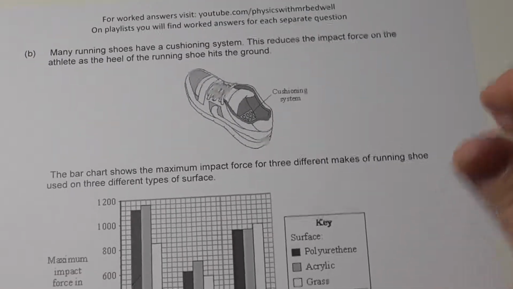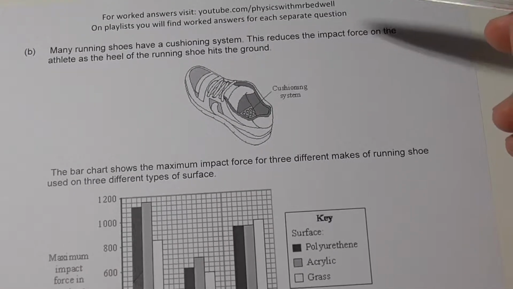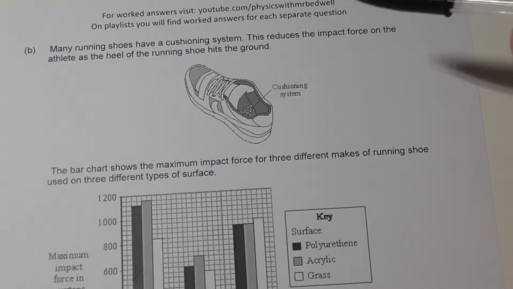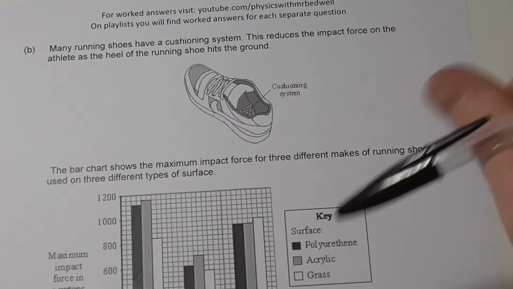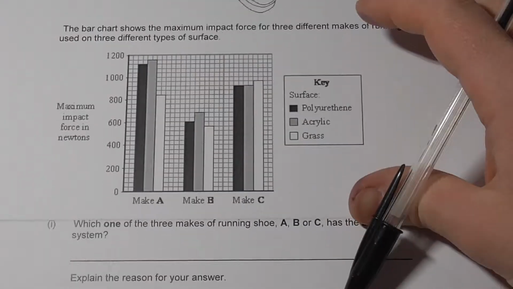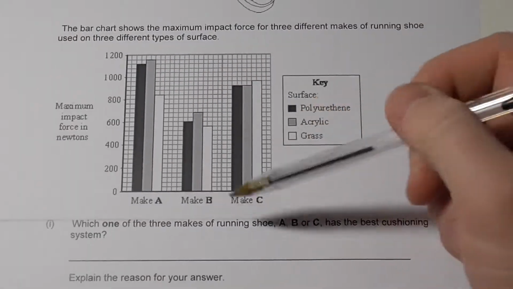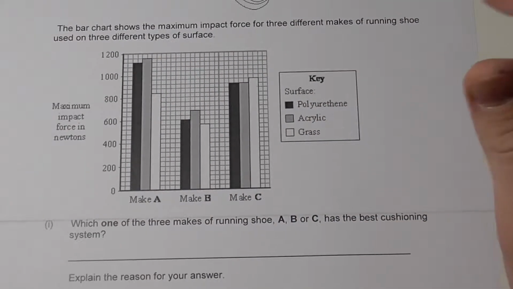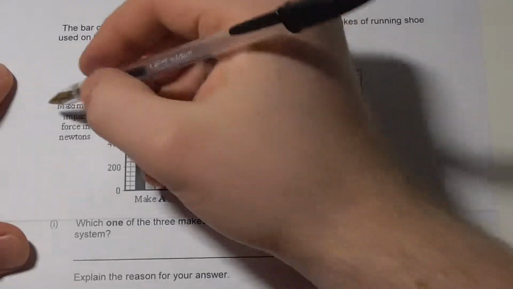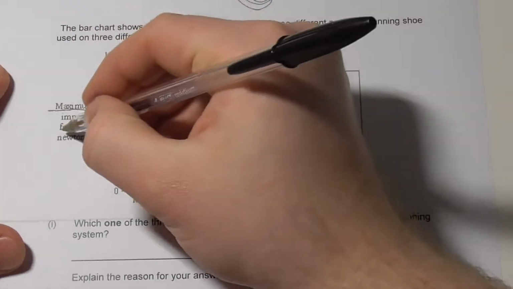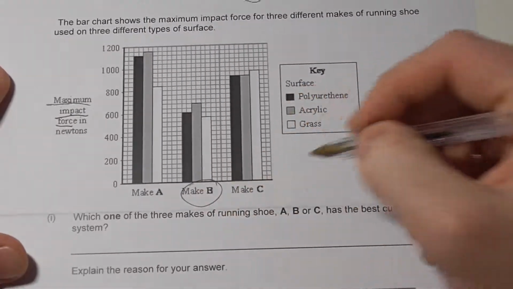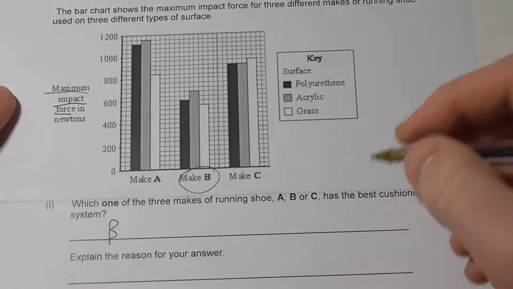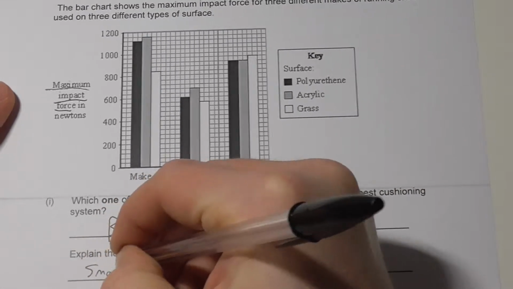Okay, here we have a trainer. Many running shoes have a cushioning system that reduces the impact force of the athlete when the running shoe hits the ground. And here's a lovely bar chart showing make A, B and C. Which one is the best? Well, here it shows the maximum impact force. We want that to be low, so B must be the best, and it's the smallest force.